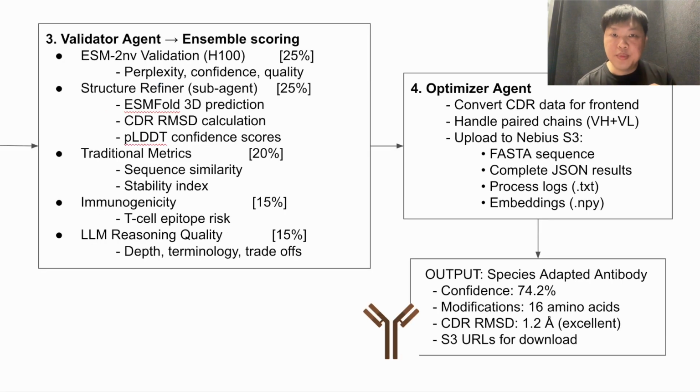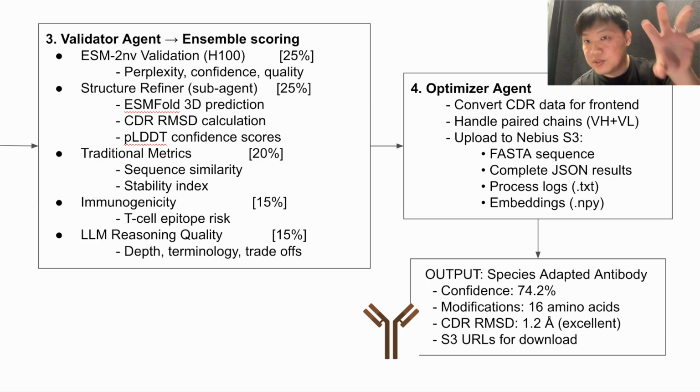Number 3 is the validator agent. The validator agent consists of 5 different scores, where we score for their stability, their likeliness of being expressed, and how similar they are in terms of 3D structures of the binding compared to the original ones. And the last one, we also score for the LLM reasoning quality, because a better strategy will usually generate a better, higher affinity, good antibody sequence in the end.